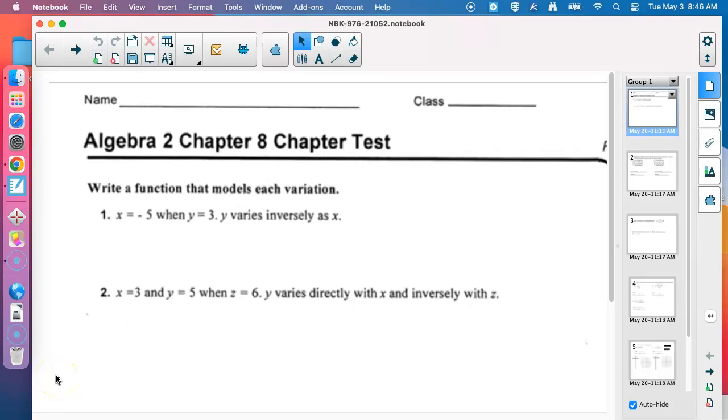So today we're running through the practice test for 8.1 to 8.3, three little sections, and that's why it's one page, front and back. That's all it is.